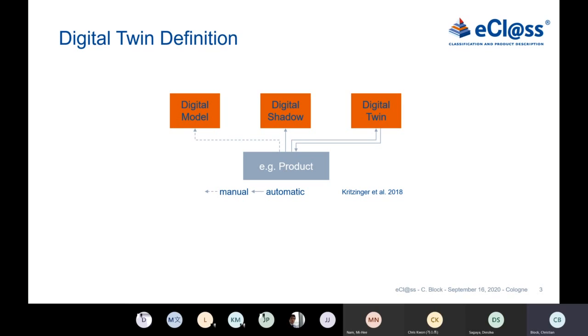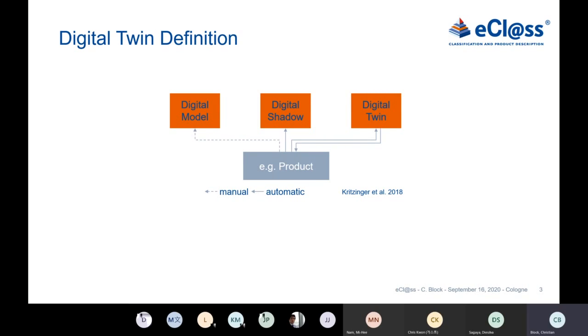So maybe we have a product or a production system, or whatever we can imagine. We have 3 steps defined in the German standardization roadmap. First we have a digital model. I think that is known to all of you. A digital model is modeled manually. So we have a production system or product which is modeled manually, and this is one way.